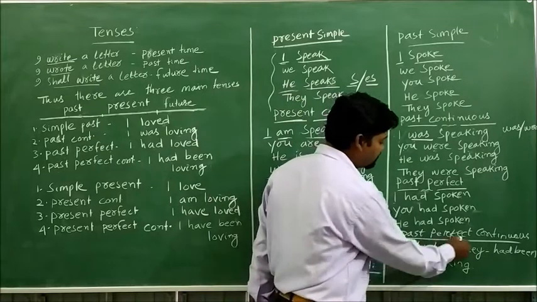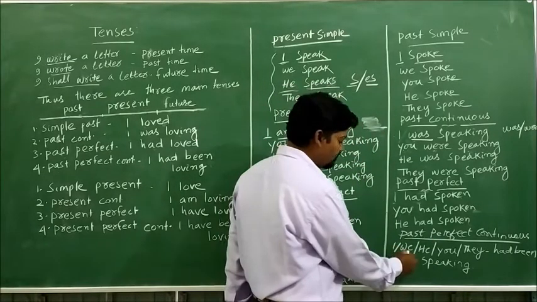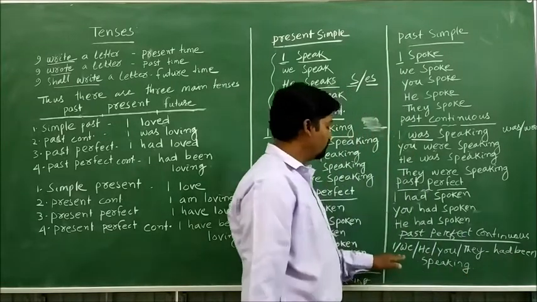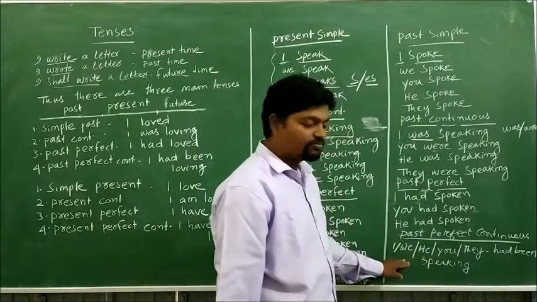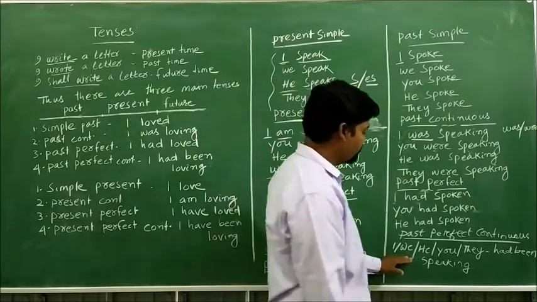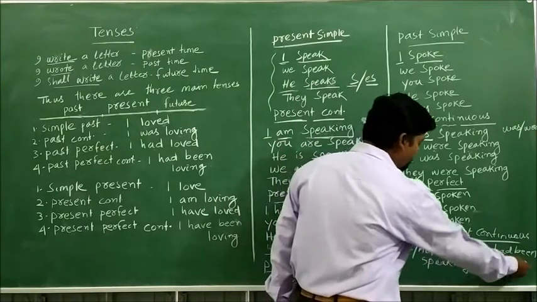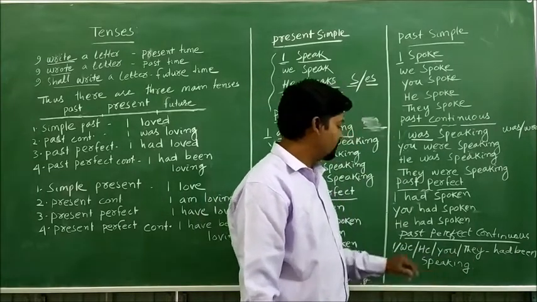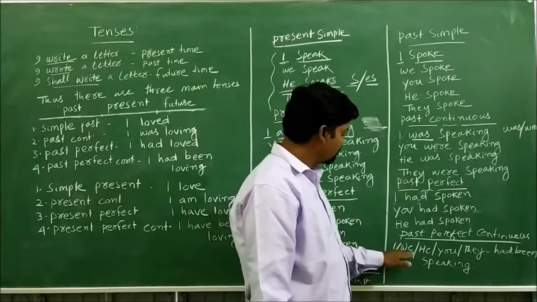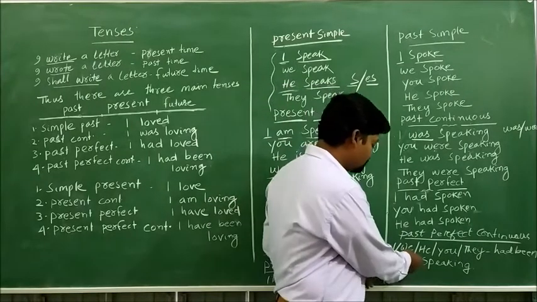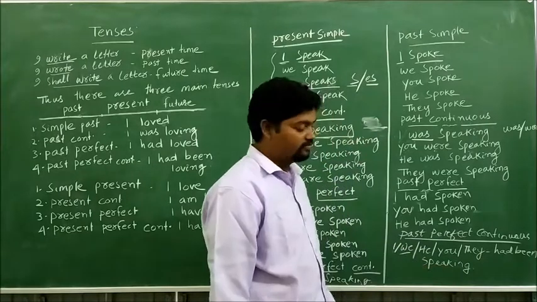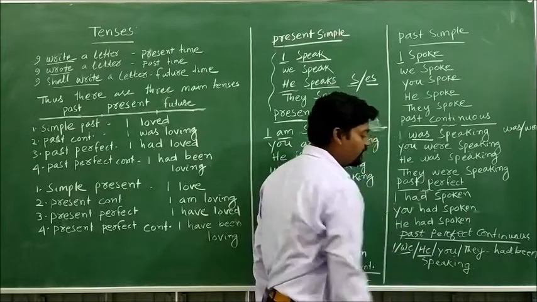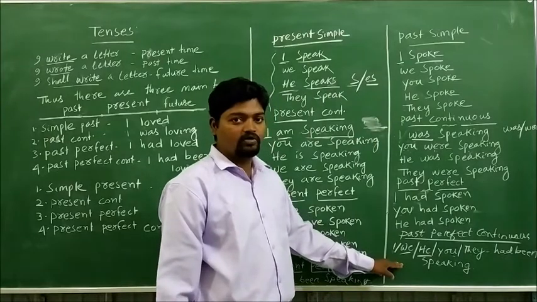In the same way, past perfect continuous tense. I, we, he, you, they had been speaking. With all subjects in the past perfect continuous tense, we use had been speaking. I had been speaking. We had been speaking. He had been speaking. You had been speaking. They had been speaking. I hope all of you understood.